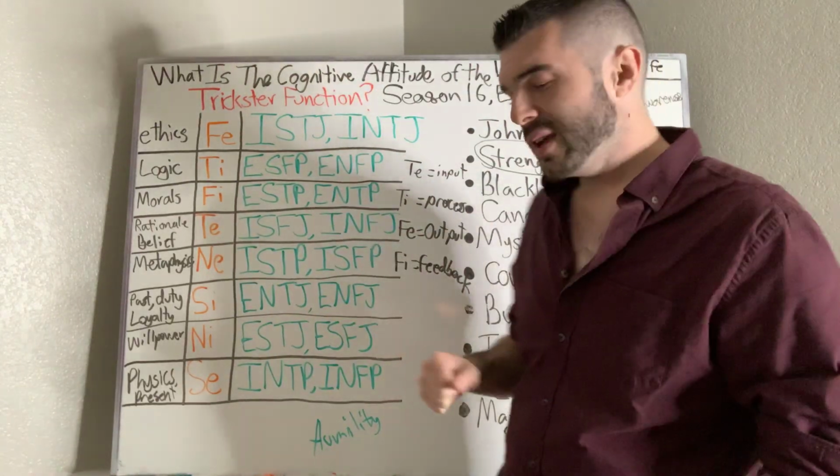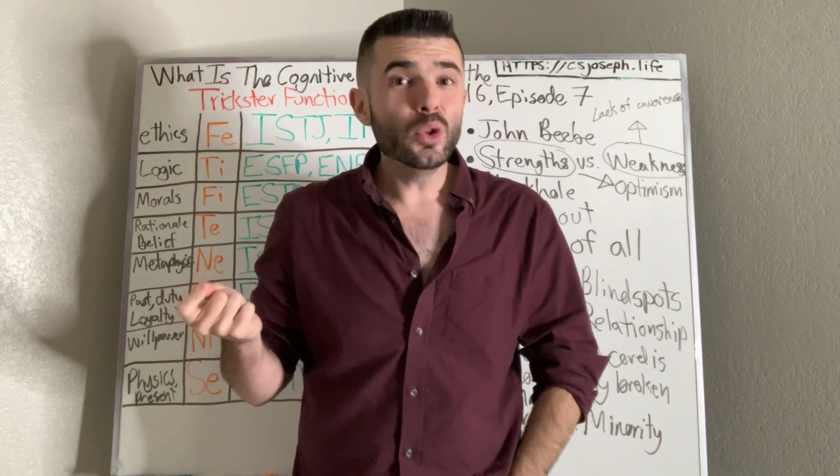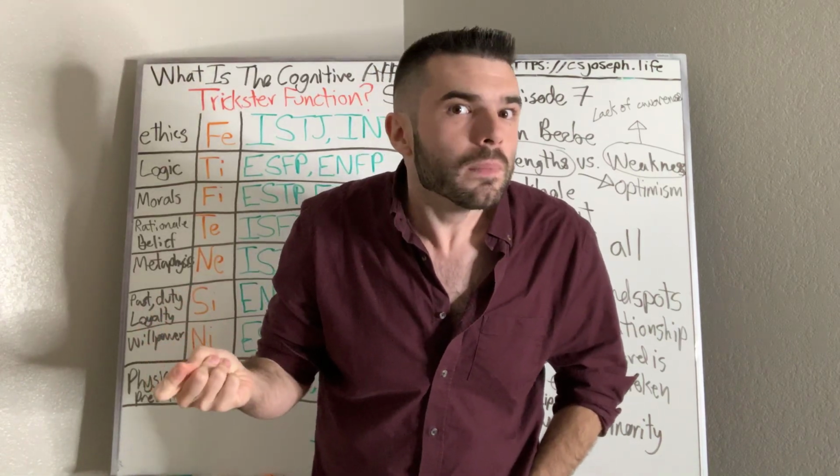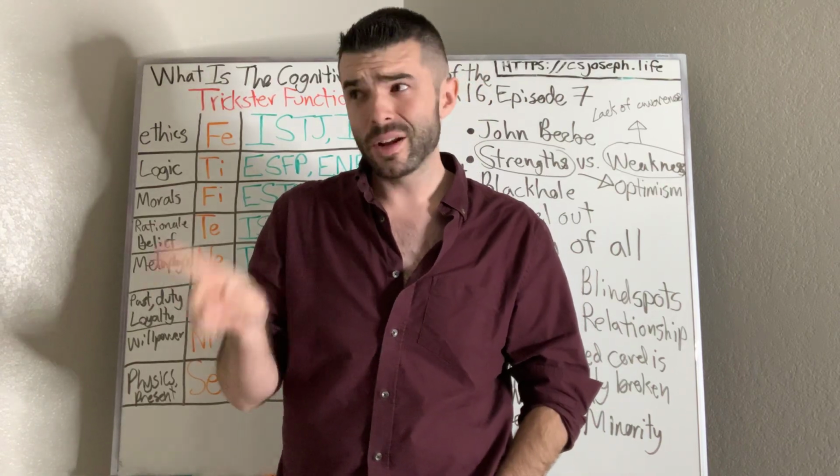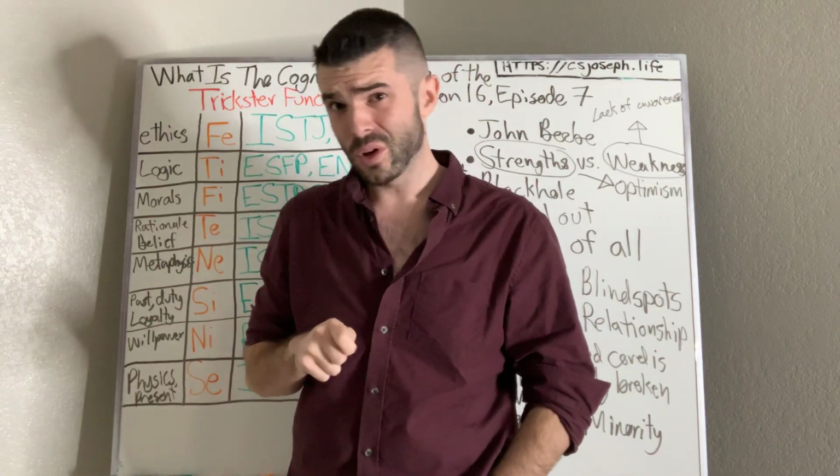Anti-Trickster, ESTJs and ESFJs. Do not allow these people to want anything ever. Seriously, don't ever let them buy a car by themselves. They're seriously going to screw themselves, and they're going to screw you over and take you down in your future along with it.